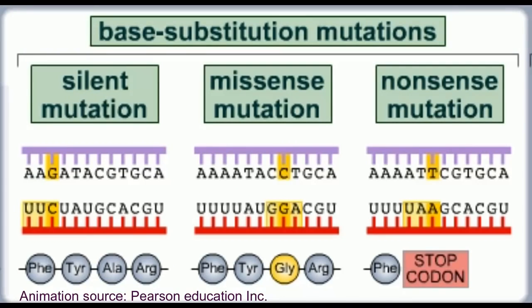Base substitution mutations occur when a single nucleotide replaces another in the DNA sequence. Base substitution mutations can be further divided into silent mutations, missense mutations, and nonsense mutations. Now let's dig deep into each of these types of mutations.